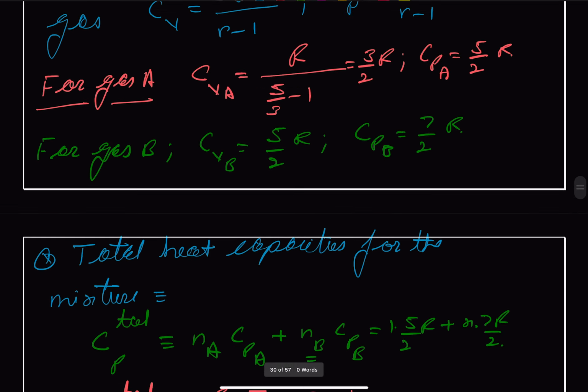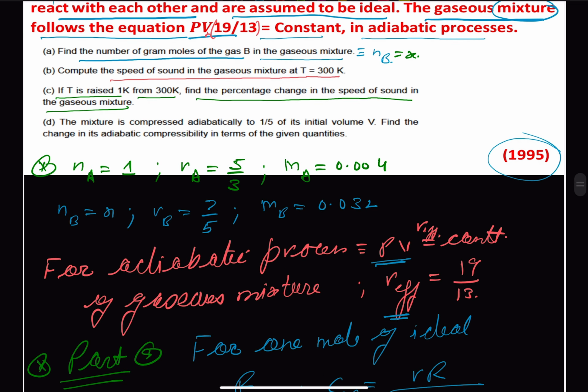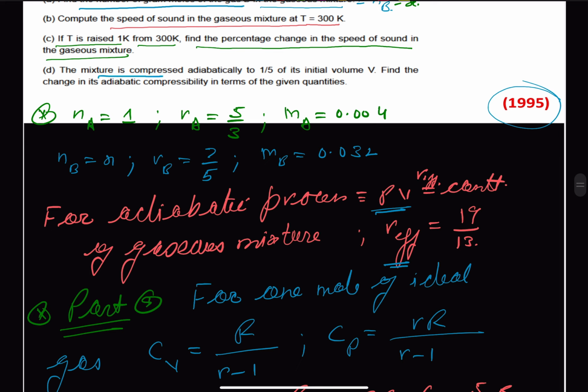And we come to part D, which states that the mixture is compressed adiabatically to 1/5 of initial volume V. Find the change in adiabatic compressibility in terms of the given quantities. Okay, so we have to find out the compressibility when it is compressed adiabatically to 1/5 of the initial volume V.